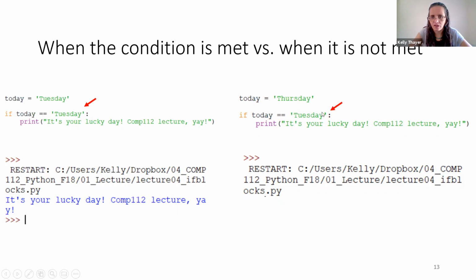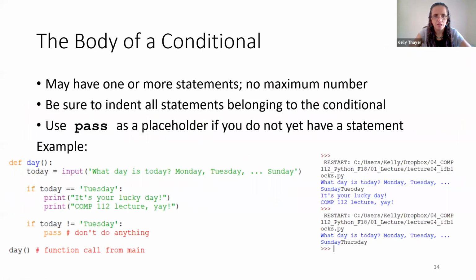But here we're going to check if these expressions are equal, in which they're not. And so when we execute this, we see that nothing gets printed out, so that must have evaluated to false. The body of a conditional may have one or more statements. There is no maximum number. Be sure to indent all the statements belonging to the conditional.